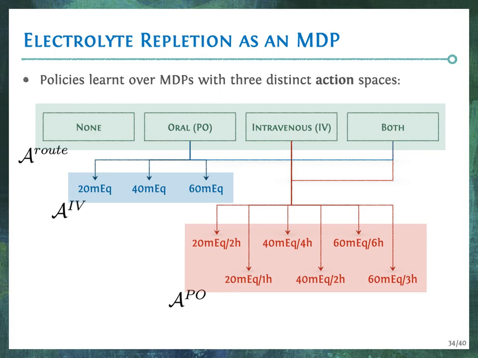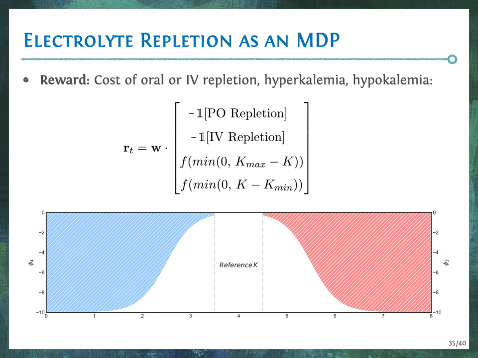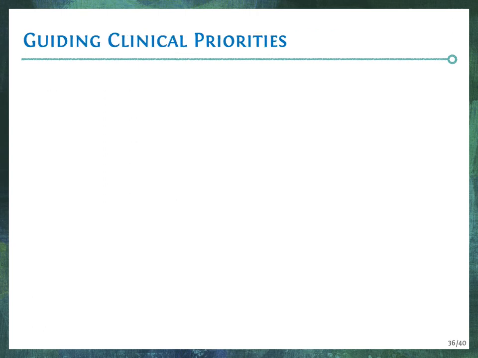Dividing the problem up in this way helps facilitate our policy optimization task and essentially mimics the hierarchical decision-making process that is likely implicitly used by clinicians in practice. Finally, we take the reward function to be a weighted linear combination of 4 elements, corresponding to the cost of oral repletion, intravenous repletion, abnormally high potassium, and abnormally low potassium, respectively.